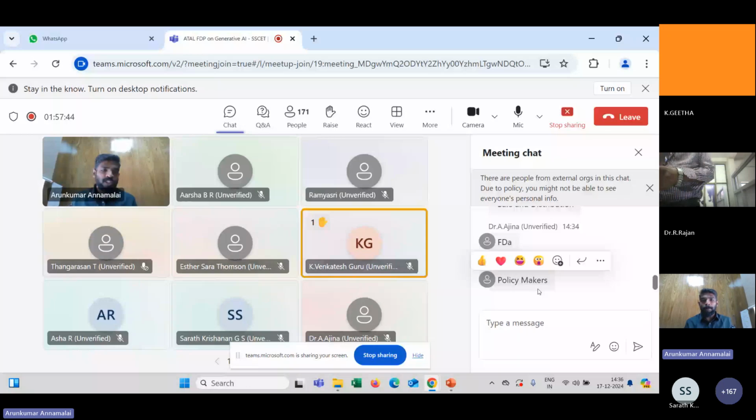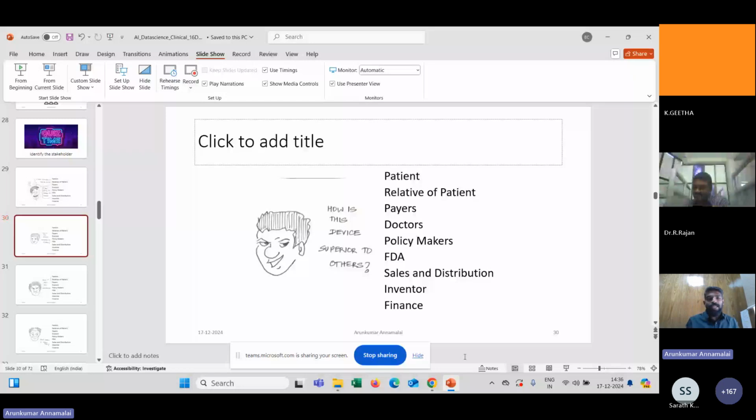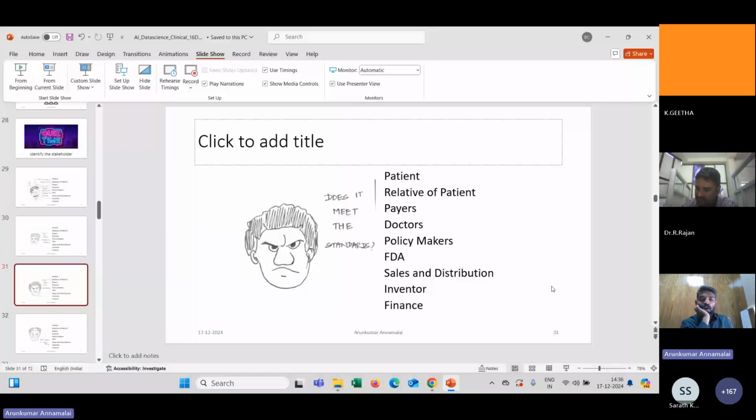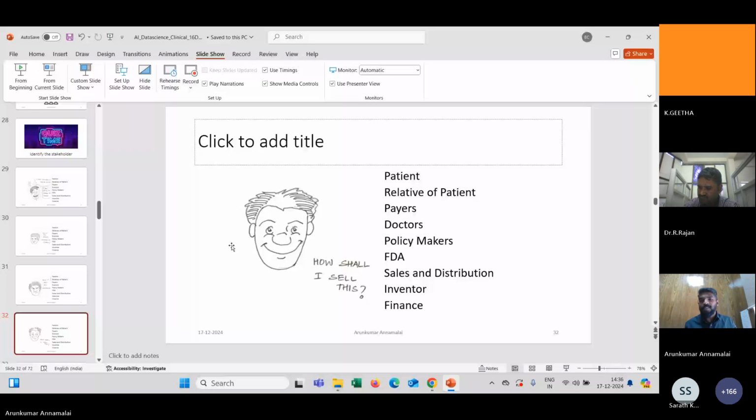Who else will be asking? Okay, we'll come to that later. We'll revise. What about this? Does it meet the standards? Who will ask this? Whenever we talk about standards, we have only one big brother. FDA. FDA, that's perfect. How shall I sell this? Who will ask this question? Sales and distribution. Yeah, that's right.